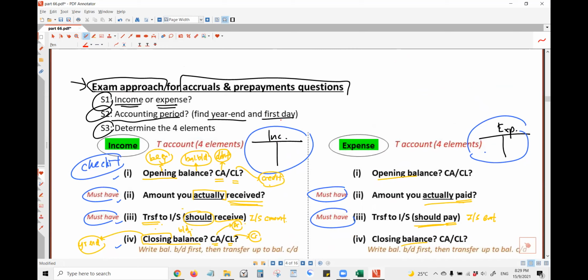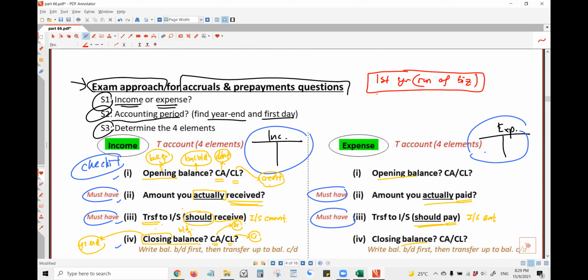Maybe you are in the first year of running a business. When you are in the first year of running a business, you should have nothing at the beginning. So you don't have opening balances. You have to see the question carefully. Don't ask why there's no opening balances. Sometimes there's no opening balance.